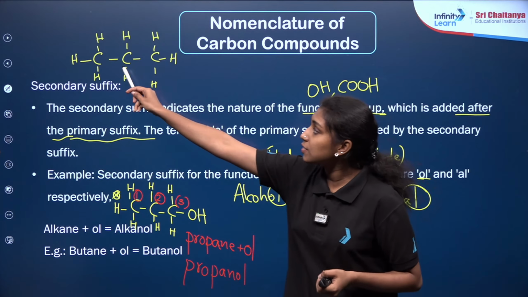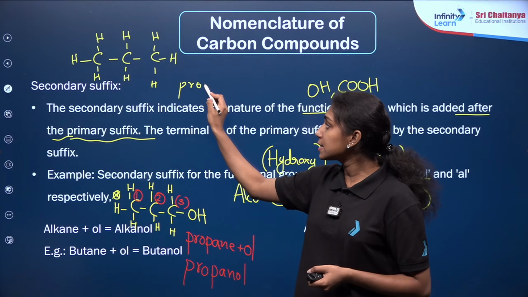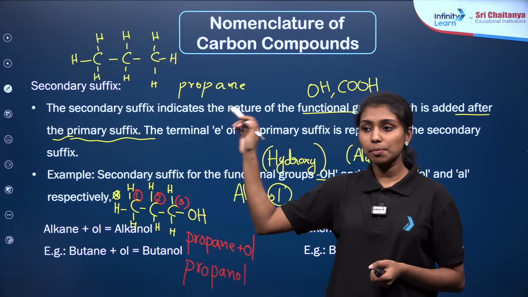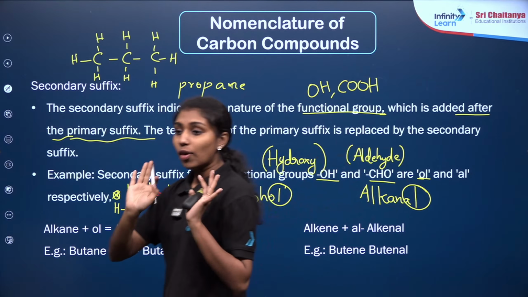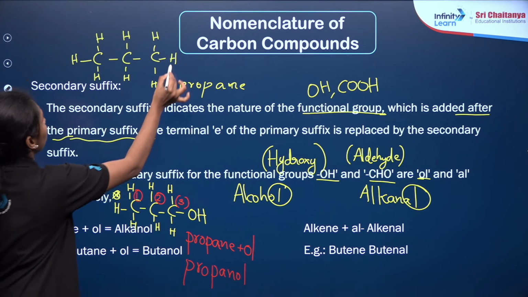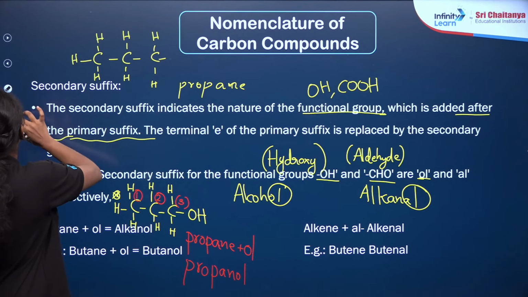So what about here? It will be a 3 carbon compound. The root word will be prop. Only single bonds are present, so the suffix will be ane, propane, right? So what I am doing here, one of the hydrogen atoms from this part is changed by an OH group.